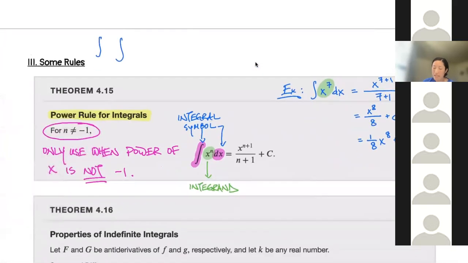All right, does that kind of make sense how to use that power rule for integrals? So instead of subtracting a power, this time we add a power. And instead of bringing that power down, we have to bring that reciprocal of the power down. Okay.